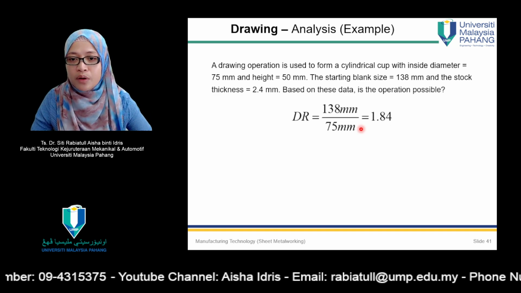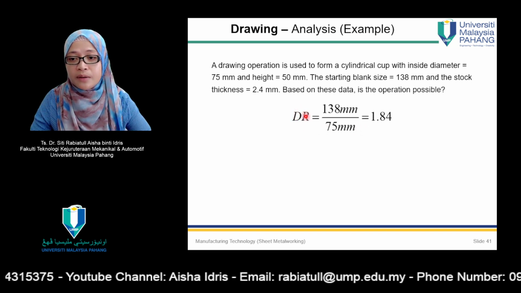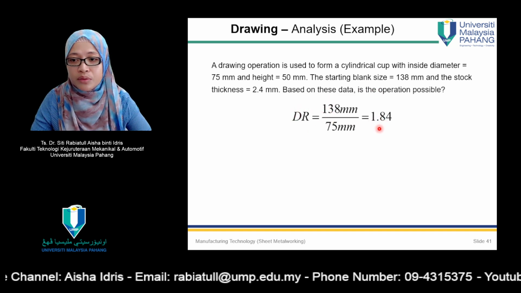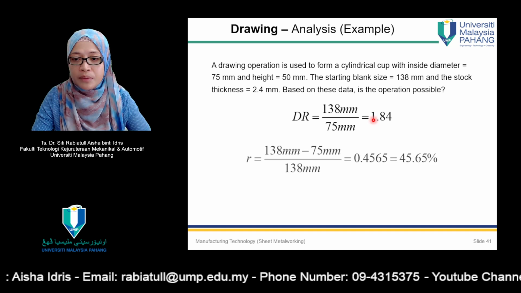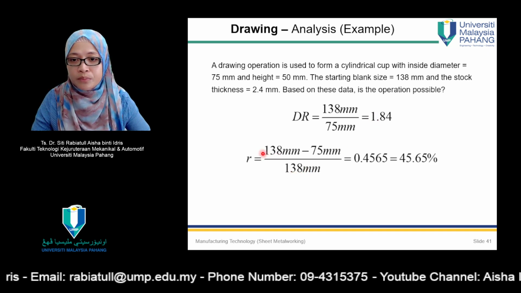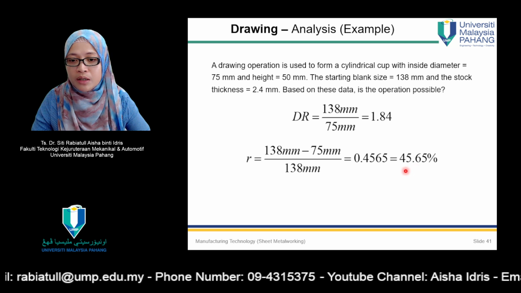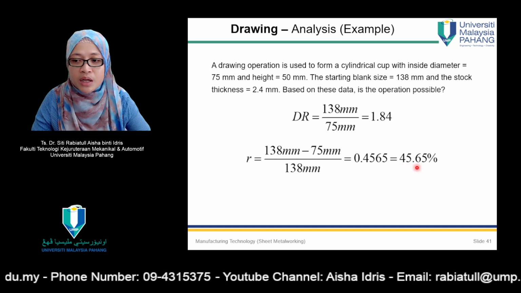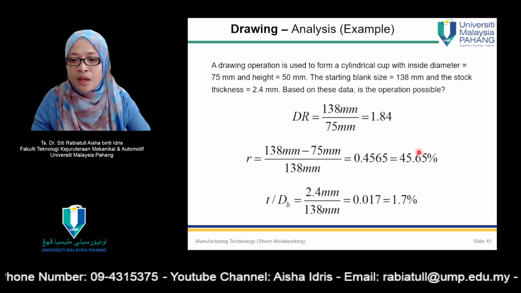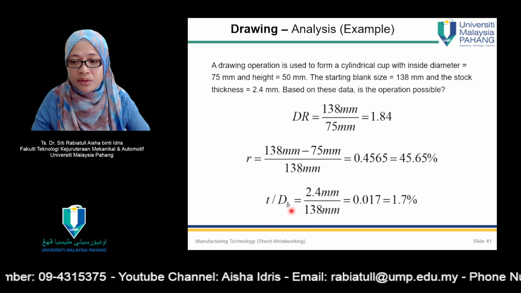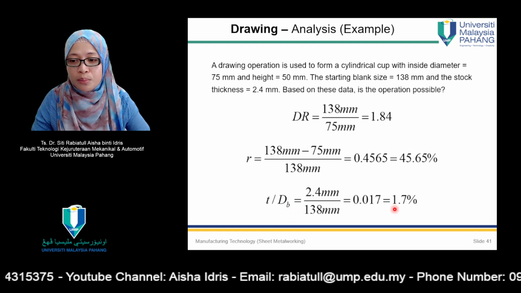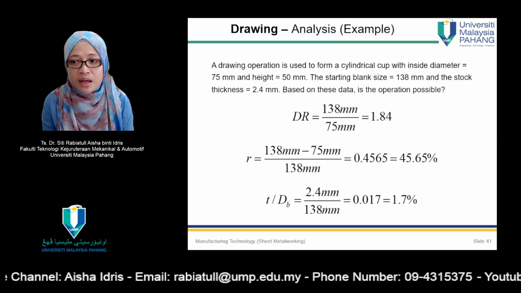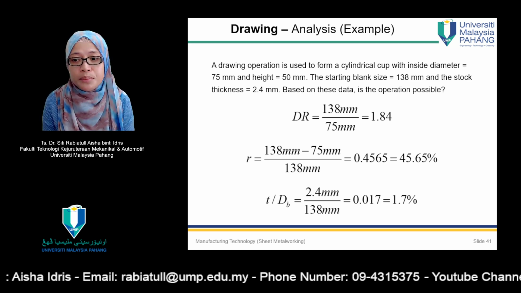Okay, first of all, the thing that we need to find is the DR. So just use the information given to find the value, which equals 1.84. Then for the reduction, substitute the information, and you should be able to get 45.65% reduction. And then the thickness to diameter ratio equals 1.7%. So based on this data, is the operation possible to be conducted?